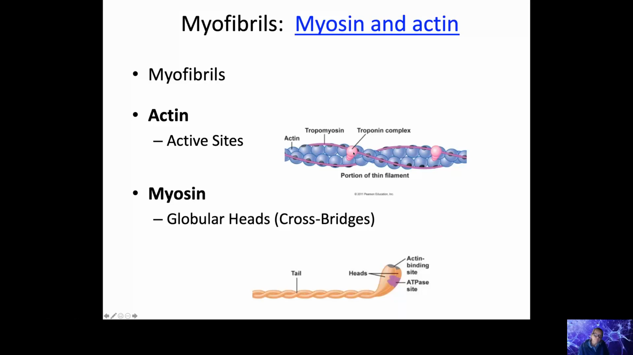Now, you'll notice that the active sites are usually closed by the troponin, blocked off by the troponin tropomyosin complex. And that is because your skeletal muscles are not always contracted. So let's easily move into this. When the troponin tropomyosin complex moves off that active site, this globular head can actually bind with that active site. And that is the very beginning and basis of skeletal muscle contraction.